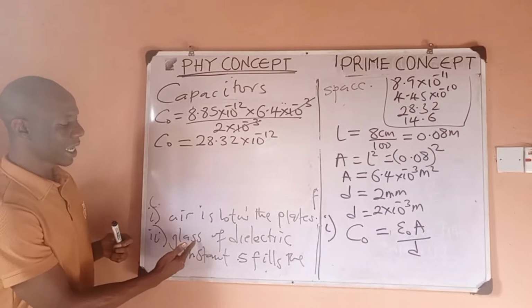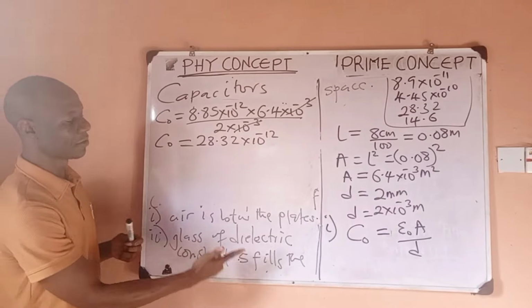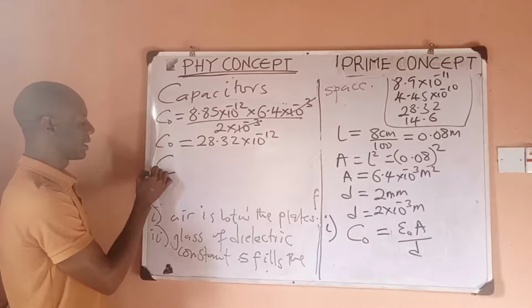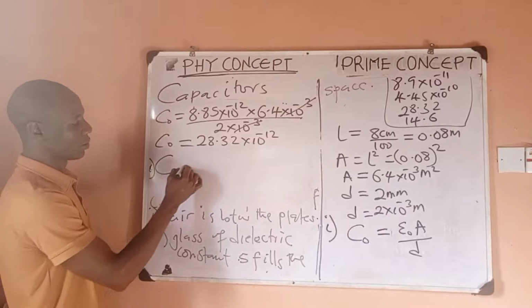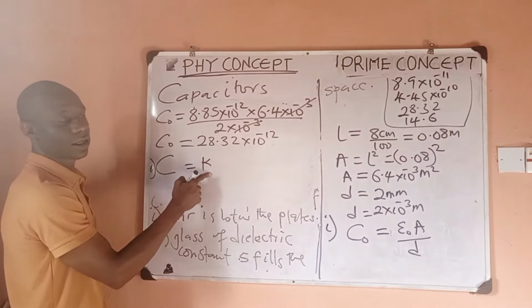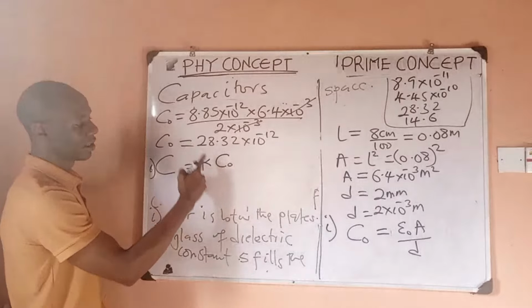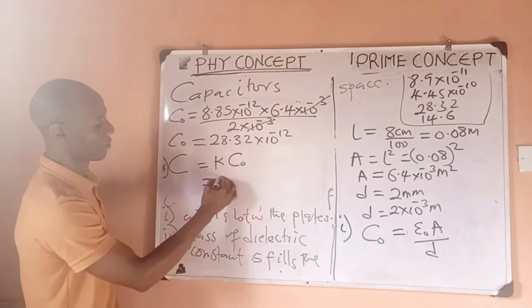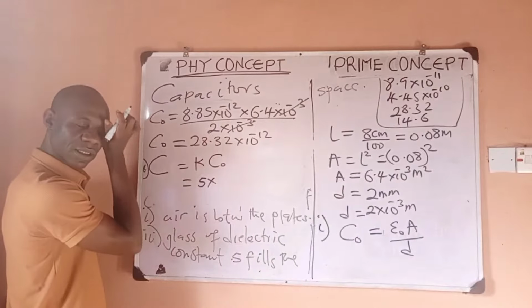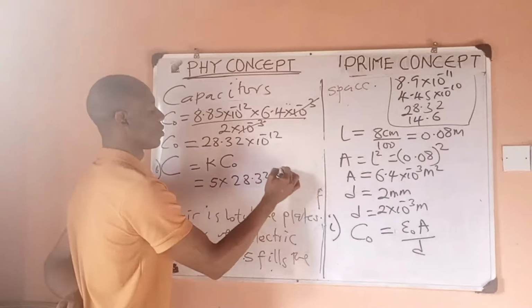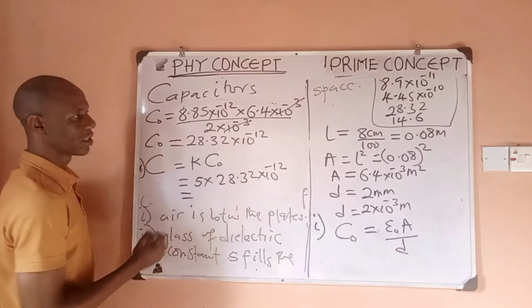Now we want to get the capacitance if glass of dielectric constant 5 is between the plates. We know that this capacitance C is equal to K, the dielectric constant, times C naught. So quickly, since we've gotten C naught, I'll just use K, which is 5, times C naught, which is 28.32 times 10 to the power minus 12. So if I solve this, I would have what?